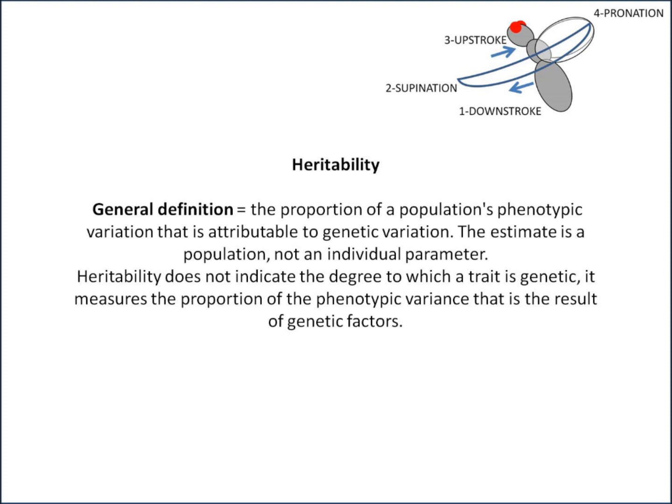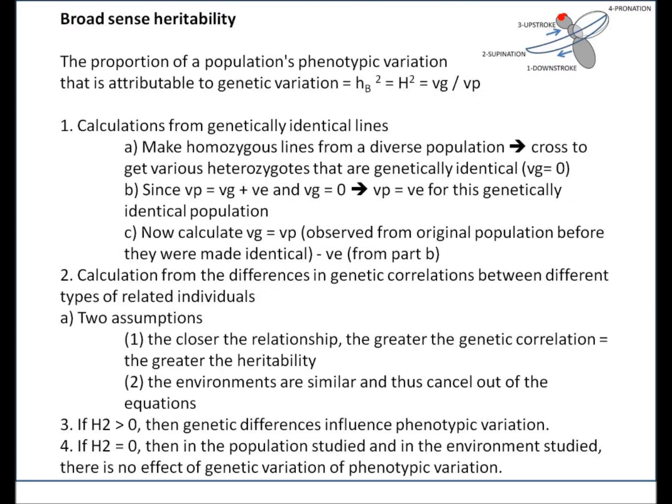Now, there are two slightly different definitions of heritability. So you've got broad sense heritability and narrow sense heritability. Let's start with broad sense. Broad sense heritability is the proportion of a population's phenotypic variation that is attributable to genetic variation. And it's equal to capital H squared equals the variance due to genetic factors over the total phenotypic variance.